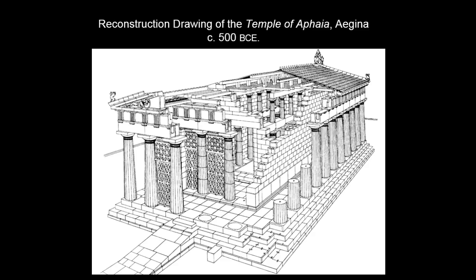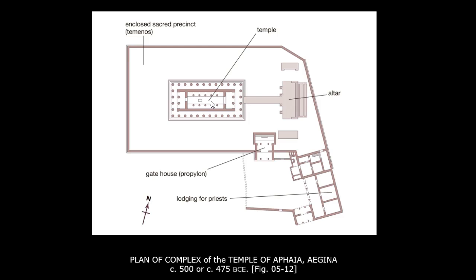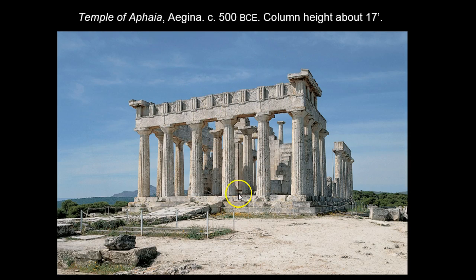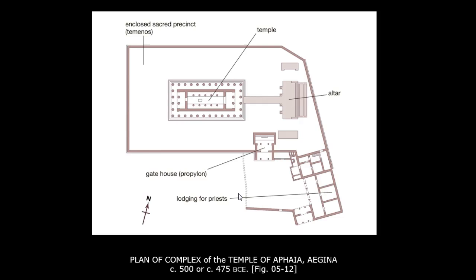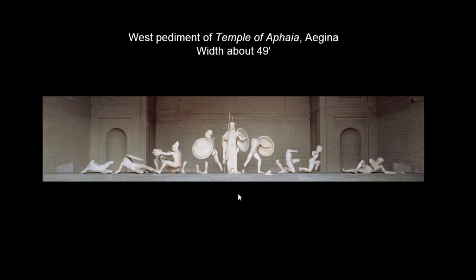Like many such temples, the focus was on the exterior, for only a few people could actually go inside. The exterior was full of exquisite decoration, though only parts of the pediments, remember those triangular forms, exist today. You can see here that they're completely gone. On the screen, you can see a photo of the sculptures that once filled the west pediment of the temple.